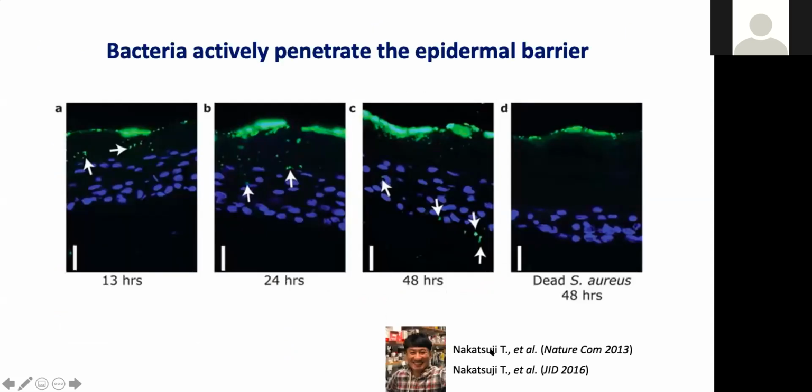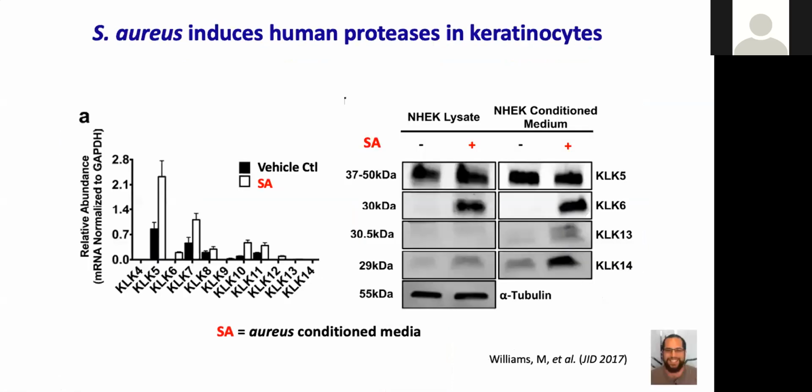I mentioned earlier that Teru had shown some years ago that microbes on the surface, which are illustrated here in green, have the capacity to burrow through the epidermis. Here, the nuclei are stained with DAPI, and the microbes can enter. If the microbes are dead, they can't do that. So this is requiring a live metabolic process, and it's due to proteases that the bacteria produce.